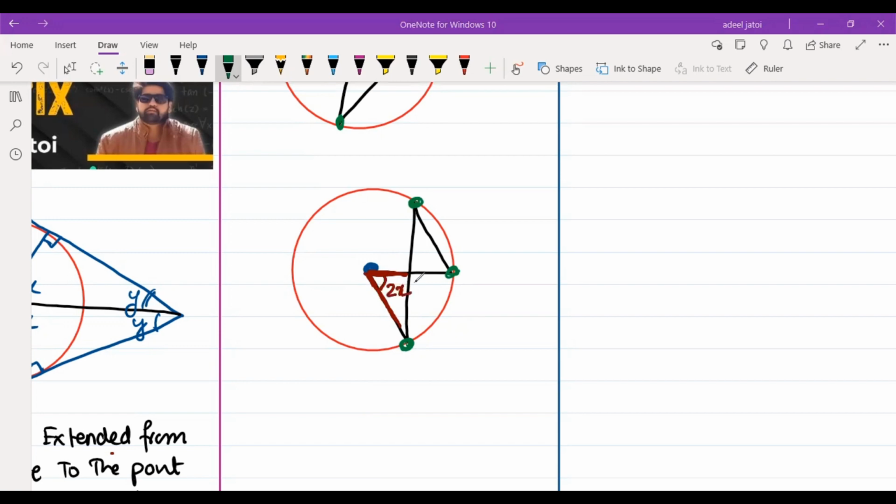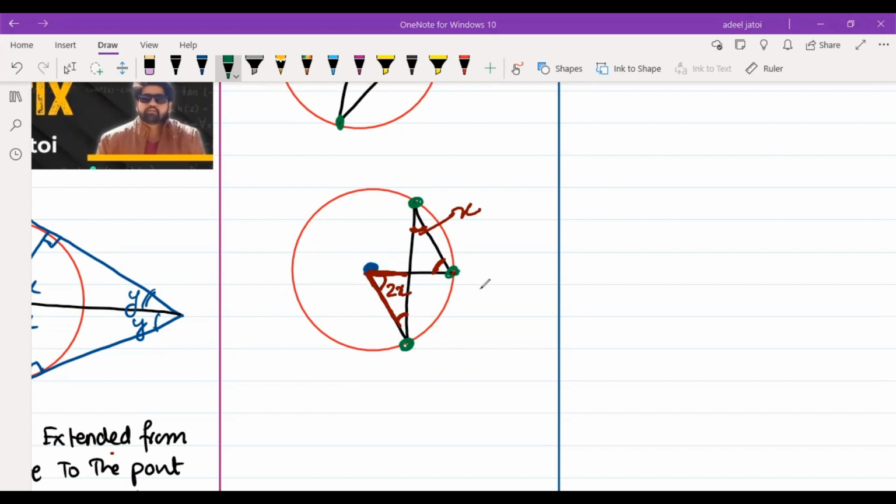Will we consider this as x? No. Why? Because this line meets the center. So obviously when the line meets the center, we cannot take this as x. Even this angle cannot be taken as x because the line with this angle meets the center of the circle. Only this angle will be considered as what? X, because these two lines do not meet the center of the circle.